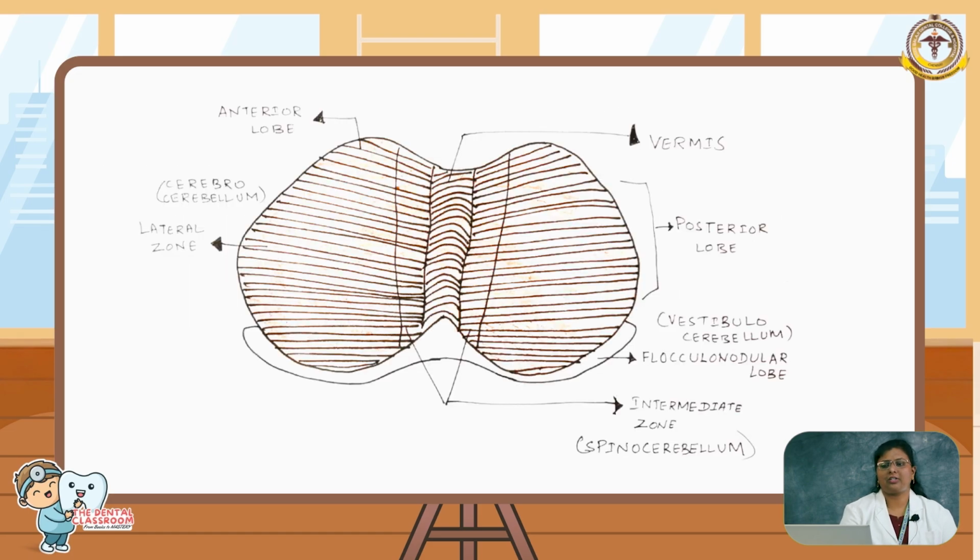So this is how the structure of the cerebellum will be. At the base there is a plate-like structure called the flocculonodular lobe, which comes under the vestibulocerebellum. Then the lateral hemisphere and a few parts of the posterior lobe come under the cerebrocerebellum, also called neocerebellum. Then the central median portion, the intermediate zone of the hemispheres and a few parts of the anterior and posterior lobes come under the spinocerebellum, also called paleocerebellum.